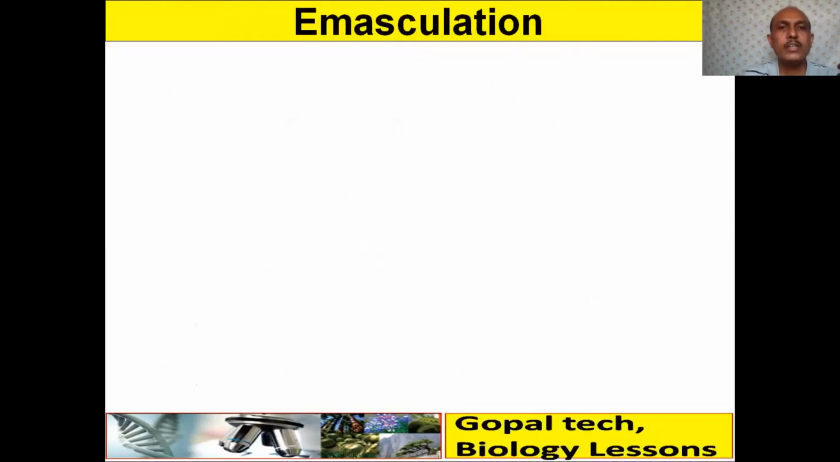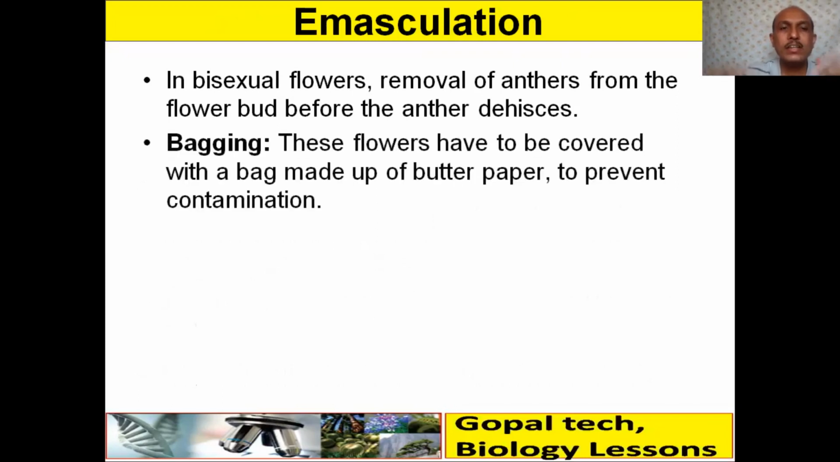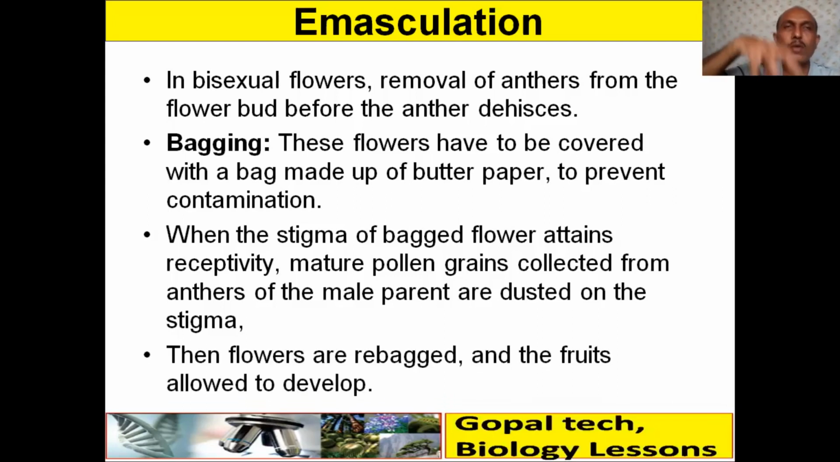So how is it protected? By doing emasculation. Emasculation is done only in bisexual flowers. That is removal of anthers from the flower bud before the anther dehisces, before it breaks. Bagging: flowers have to be covered with a bag made up of butter paper to prevent unwanted pollination or contamination. When the stigma of a bagged flower attains receptivity, the mature pollen grains are collected from the anther of the desired male parent and dusted on the stigma with the help of a brush. And again, flowers are rebagged and the fruits are allowed to develop.